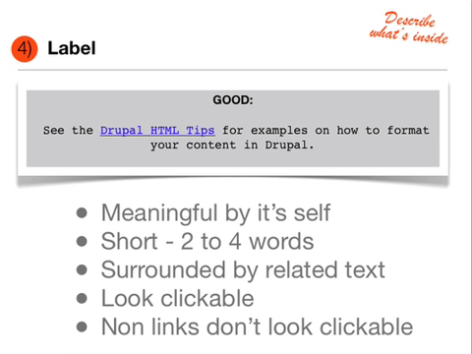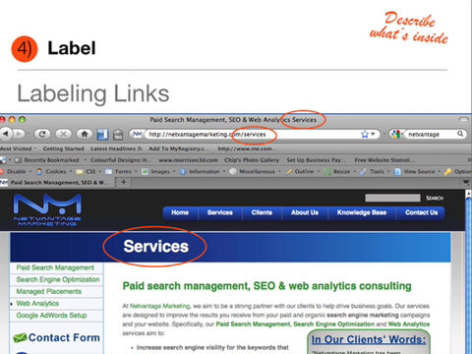Links should look clickable, and non-links should not look clickable. Link names should match their page titles, headings, and URLs. In this example, when the user clicks on Services in the main menu, they are taken to a page with Services in the page title, URL, and page header. Doing this helps increase search engine optimization, but also helps the user know they got to the right place.